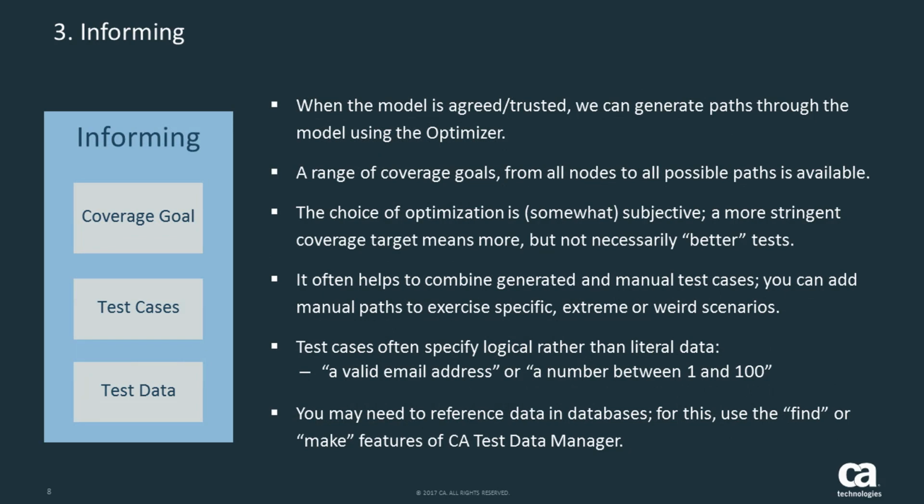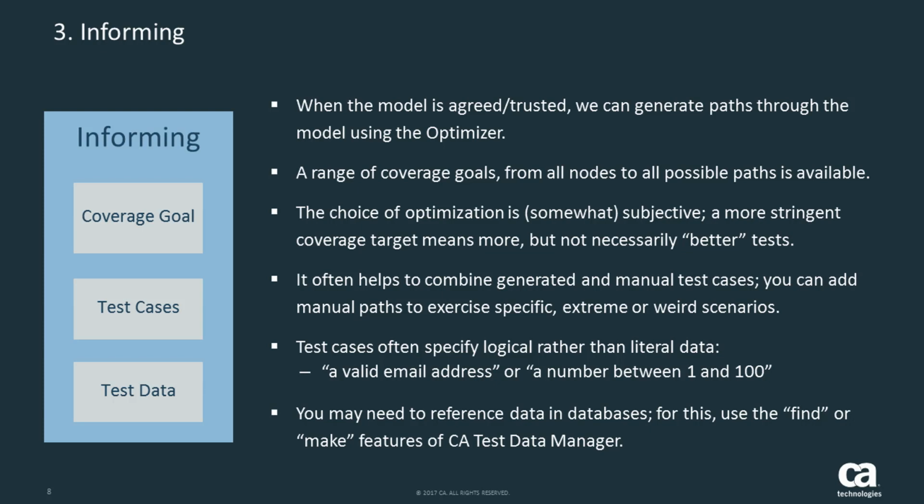Now, in forming, in this stage, we're really looking at how we take the model and use that as the basis of a meaningful set of tests. The model clearly allows us to generate paths through the model using the optimizer. So the optimizer tool is a fantastic capability to have, a systematic way of generating meaningful paths through our models.